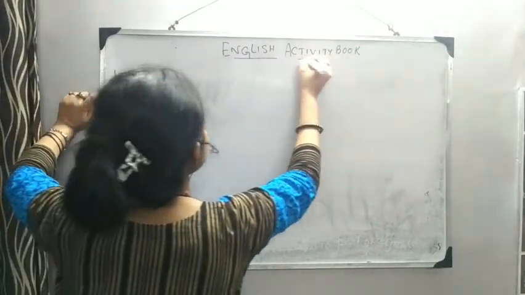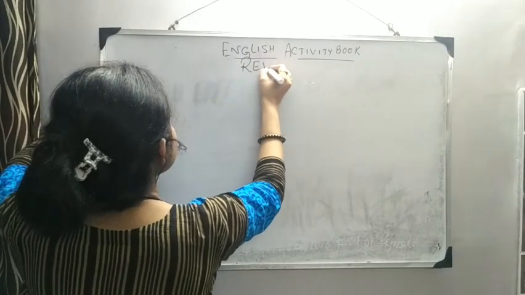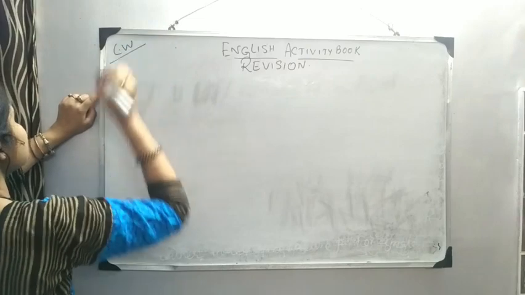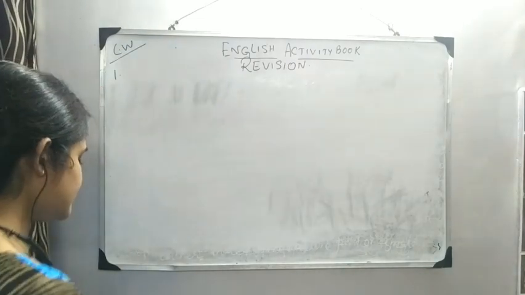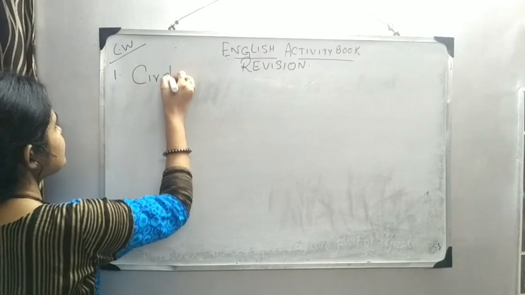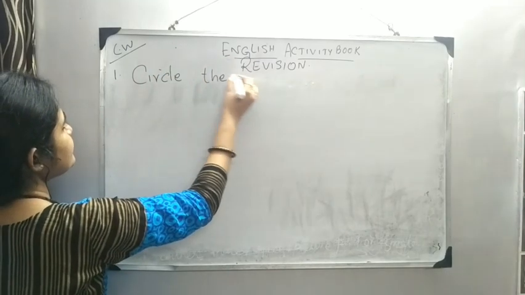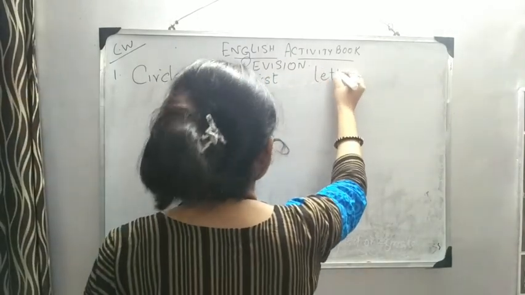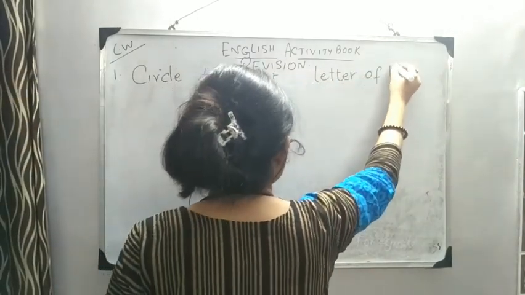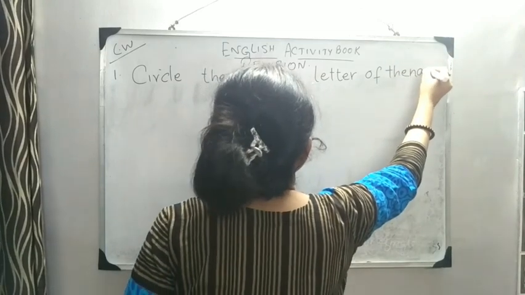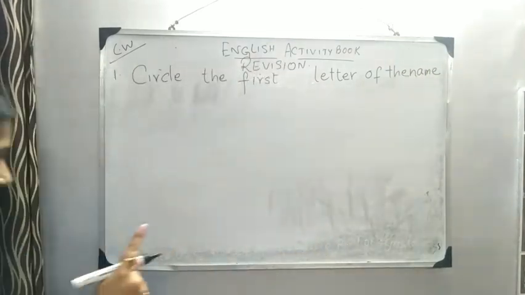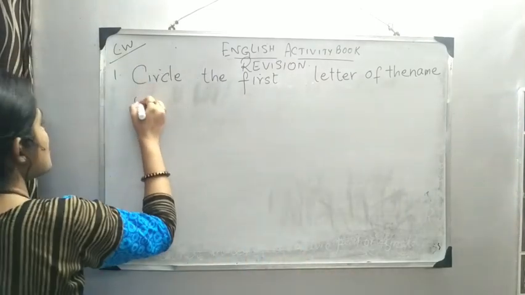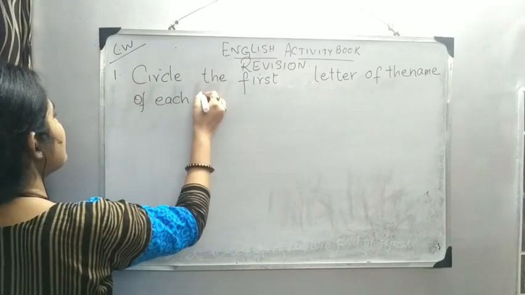Please don't forget to write this one and also write revision, write the date, and also write CW. I know my UKG will do it fast. Okay, circle the first letter of the name of each picture. If you can't see that side, what is written? It is name of each picture.